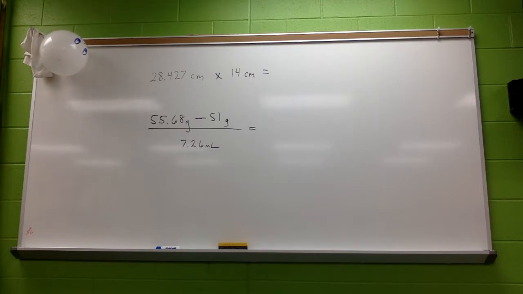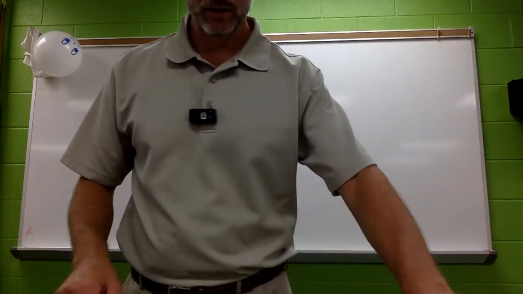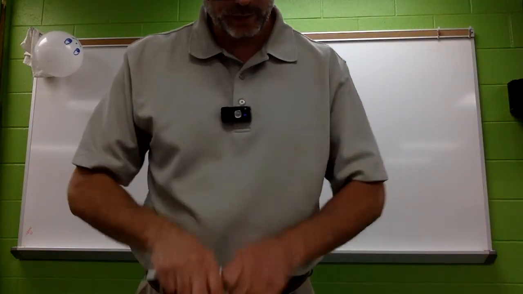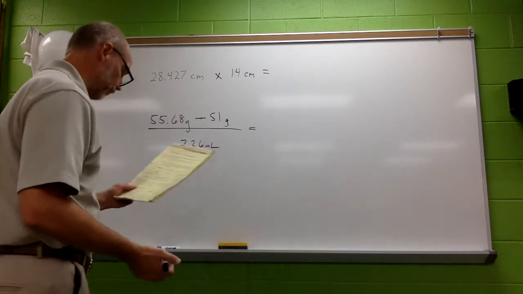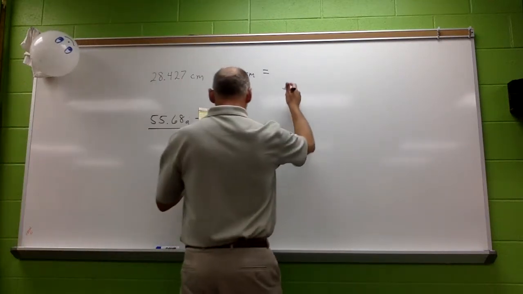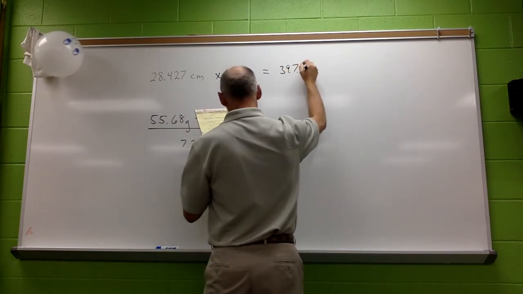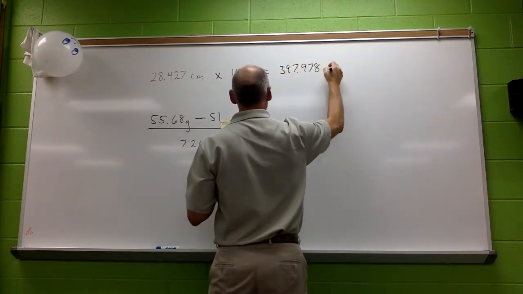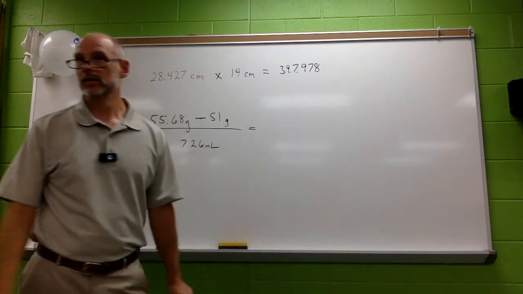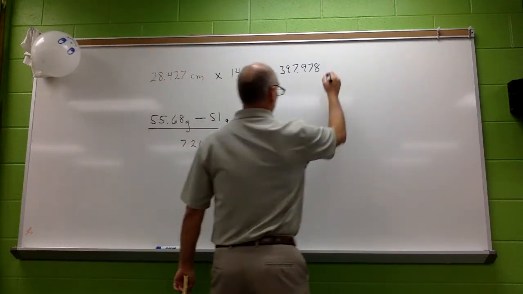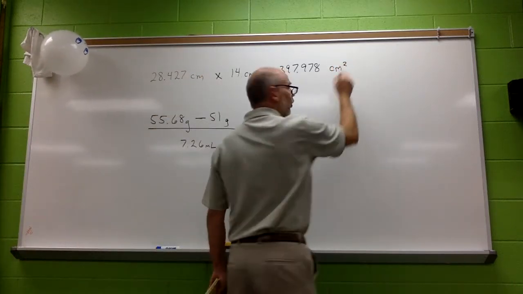You guys done? Alright. On Z calculators or in your brain or on paper, wherever you got, this one you probably got, to start off with, 397.978. And what's the unit? Squared. Centimeters squared.